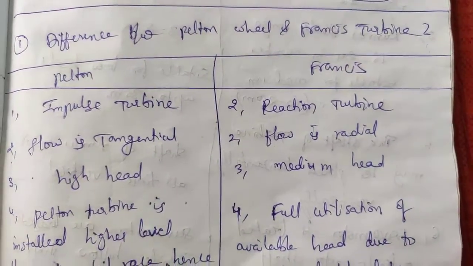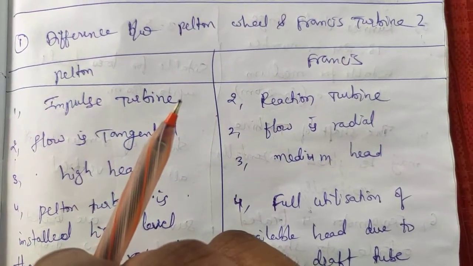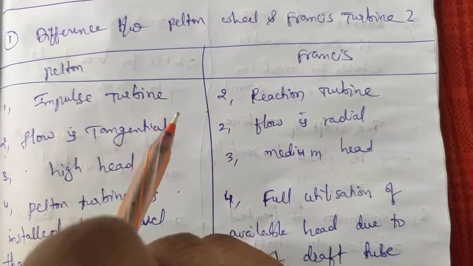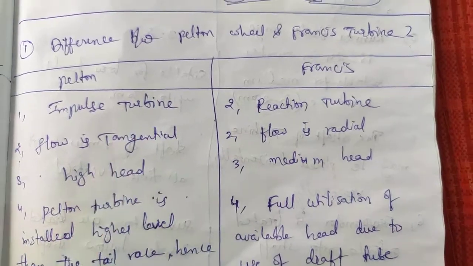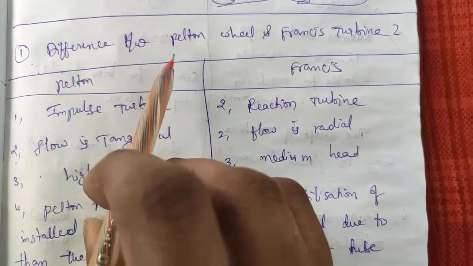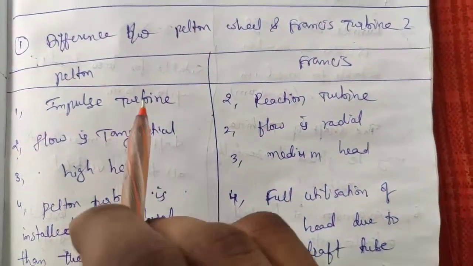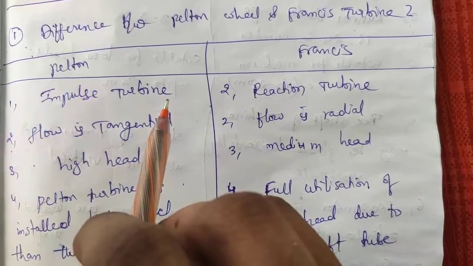Good morning, students. Today we will see the important questions, the two theory questions asked in the examination. So first one is difference between the Pelton wheel and Francis turbine. This is a very important question in the fifth unit.